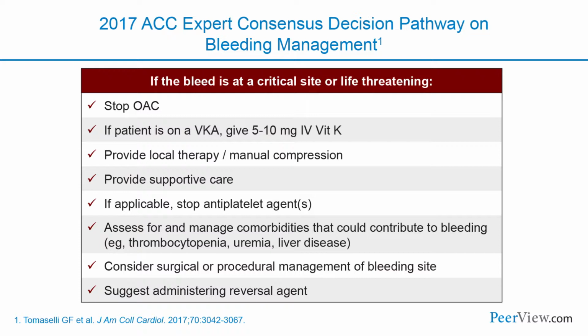A GI bleed can be life-threatening even though it's not technically a critical site. The first thing, the obvious thing, is to stop the oral anticoagulant. Secondly, if the patient is taking warfarin, and only if the patient is taking warfarin, give 5 to 10 milligrams of IV vitamin K. Do not give vitamin K to a patient who's taking a DOAC.